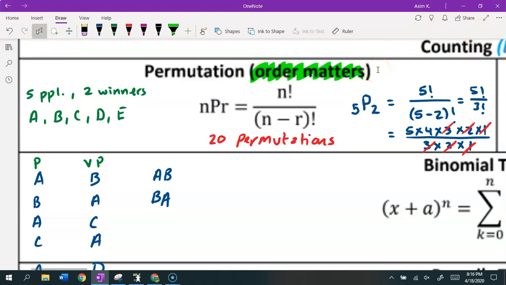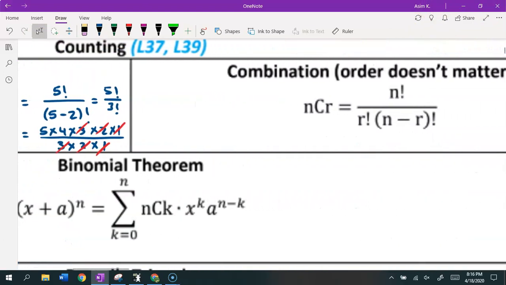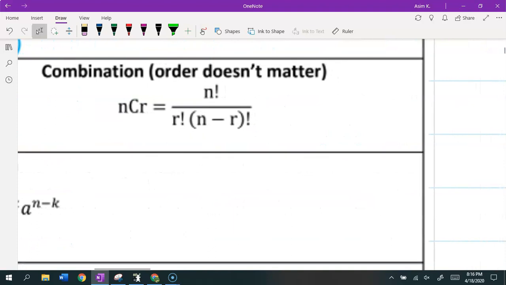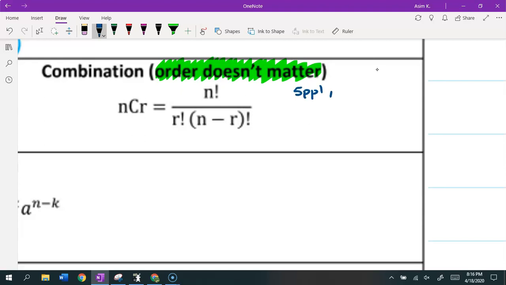Now, let's take the same exact idea and go over to something called a combination, where we say the order doesn't matter. But that's not very clear for students all the time, as to what do you mean the order doesn't matter. So let's take the same exact scenario. You have 5 people, and you're choosing 2 winners.